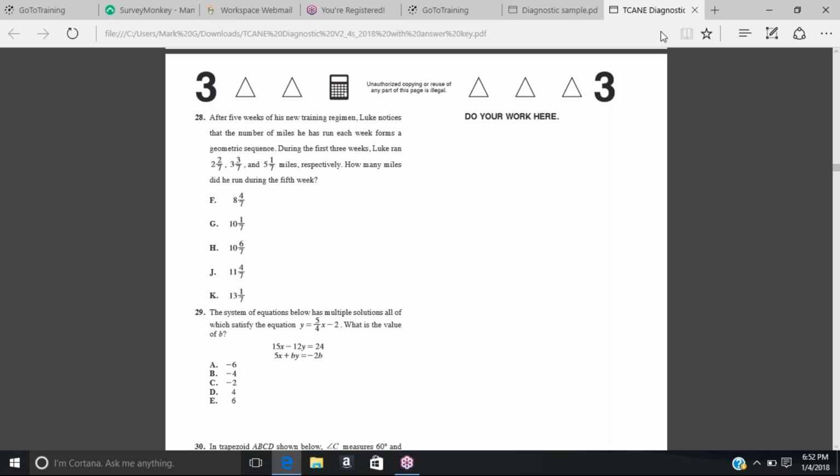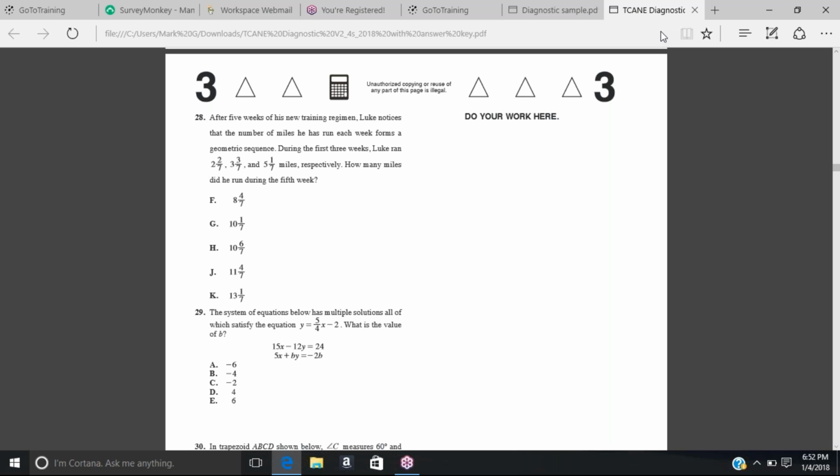Number 28. After 5 weeks of his new training regimen, Luke notices that the number of miles he has run each week forms a geometric sequence. During the first 3 weeks, Luke ran 2 2/7, 3 3/7, 5 1/7 miles, respectively. How many miles did he run during the 5th week? Before I look at answers, I want to get a sense of this progression. Does it seem direct? Does it seem to be increasing? Does it seem to be decreasing?